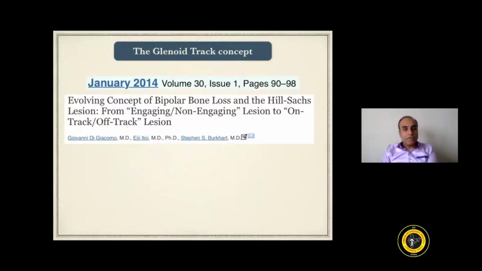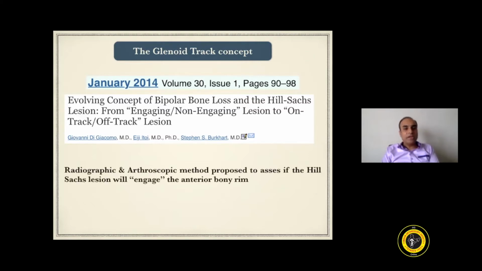So in January 2014, Eiji Itoi and Steve Burkhart came up with this paper. It's a lovely paper. You can have a read. It says evolving concept of bipolar bone loss and the Hill-Sachs lesion from engaging, non-engaging to on-track, off-track. So this is the first time the on-track, off-track concept was propagated by Itoi and Burkhart. And what does it do? It's a radiographic and arthroscopic method which can assess if the Hill-Sachs lesion will engage on the anterior bony rim of the glenoid.